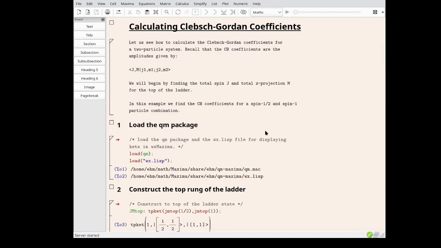Now there is a Clebsch-Gordan coefficient calculator within Maxima that will compute this quantity for you very simply by using the general formula. There's a general formula that you can derive for this amplitude. But what we want to do with this package is more educational, and so pedagogical, if you will, and so we can calculate it by stepping down the ladder.